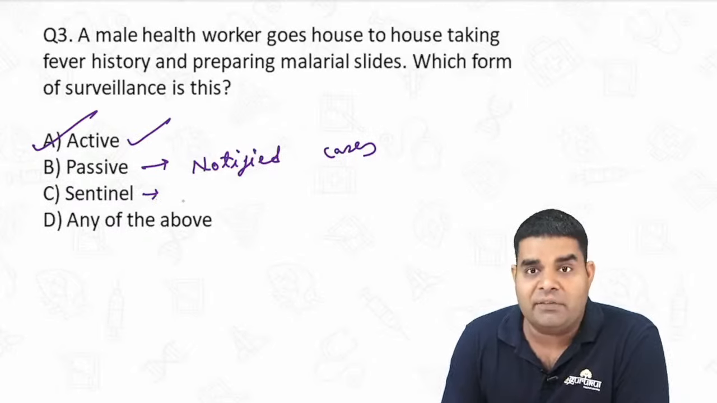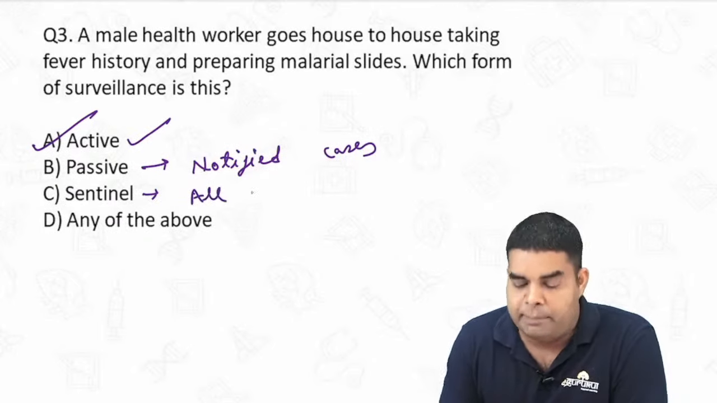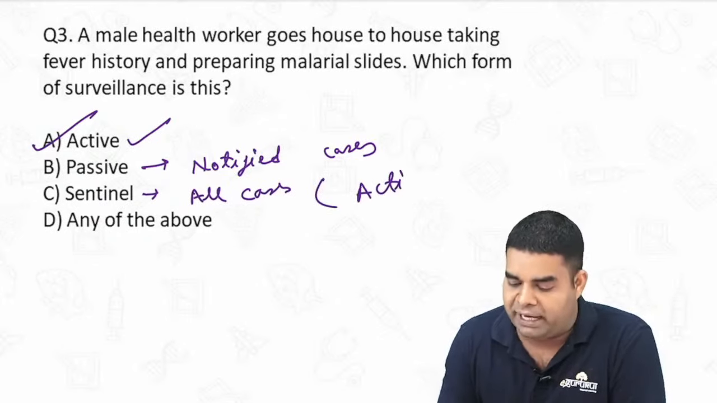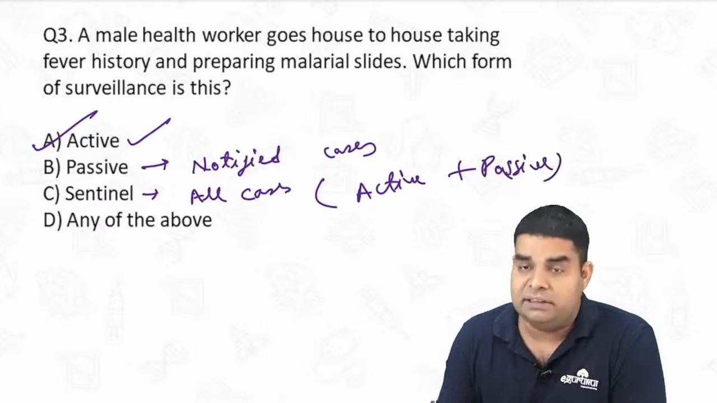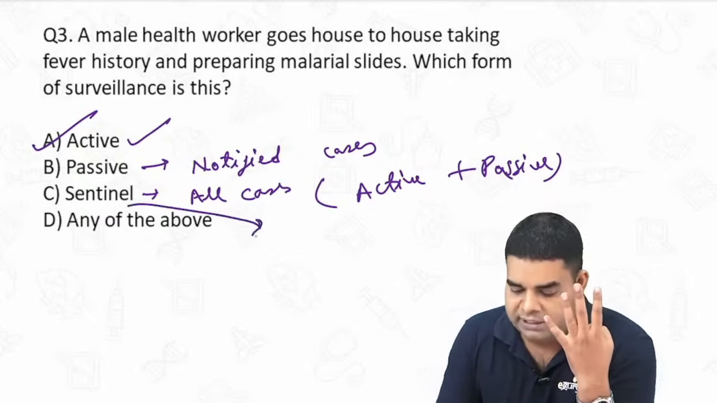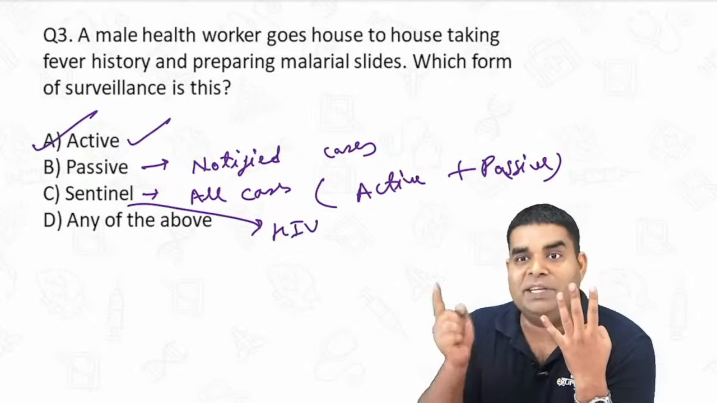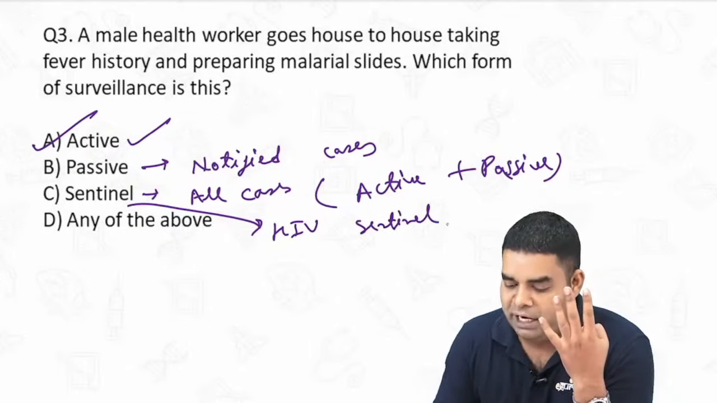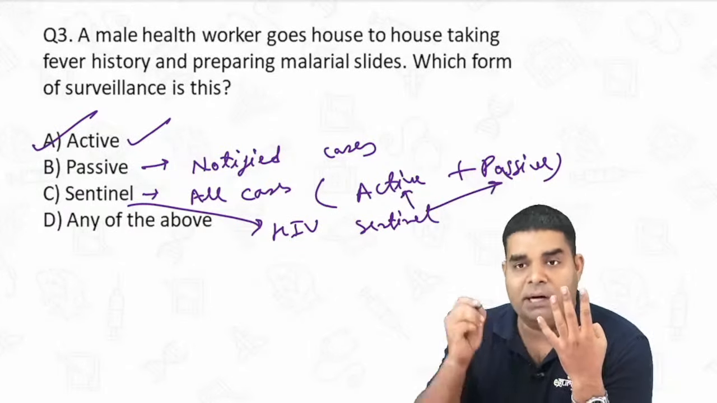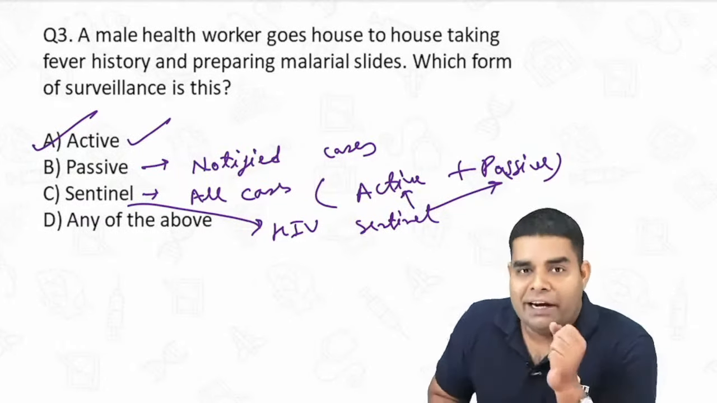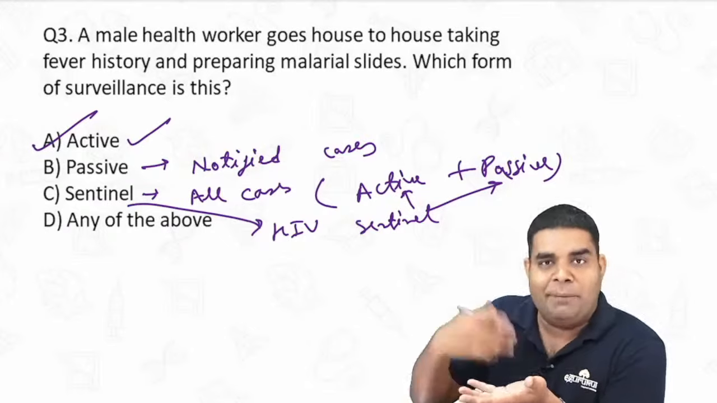And what is sentinel surveillance? Sentinel surveillance tells about all cases. Sentinel means active plus passive. And in 4 diseases we do sentinel surveillance. What are the diseases? First of all, we have HIV sentinel surveillance, which has both components, active and passive. Remember? Second is leprosy. We search for hidden cases and we also report those cases which are coming to hospital.